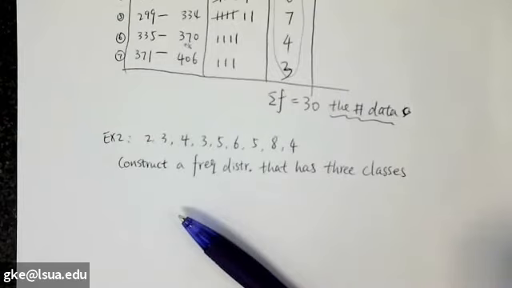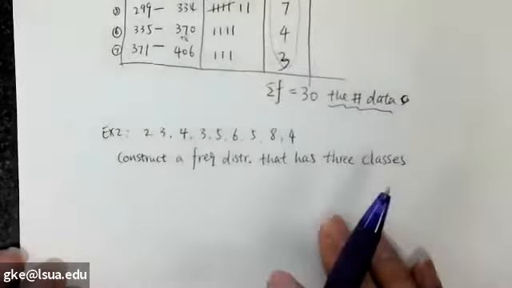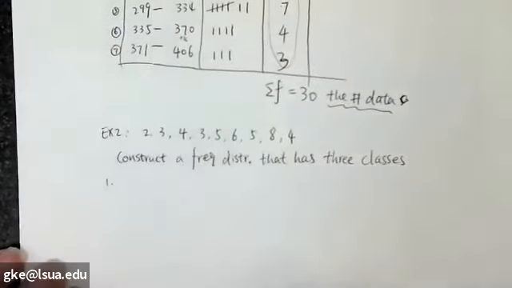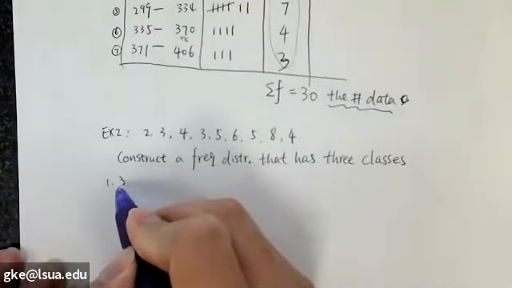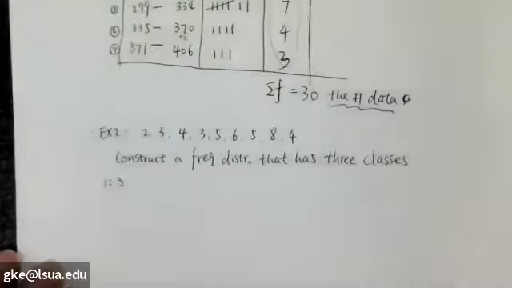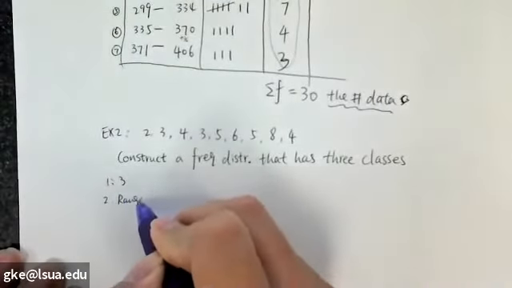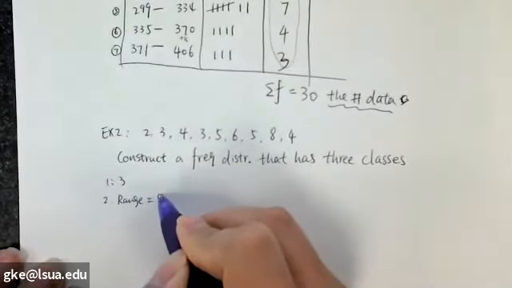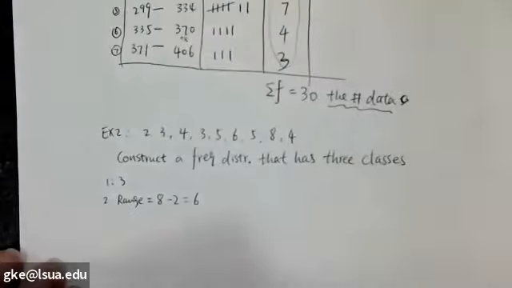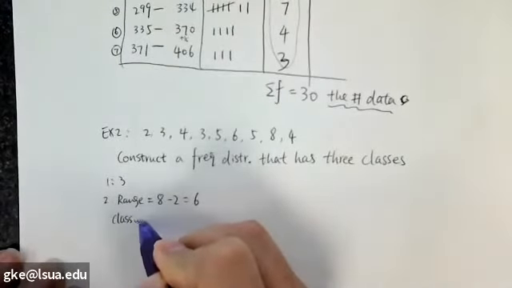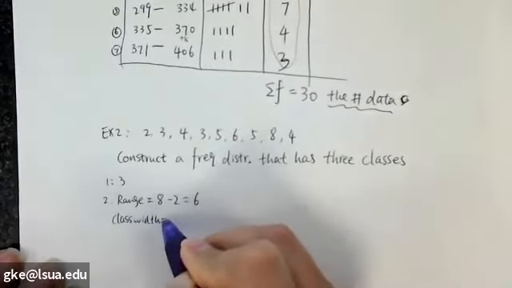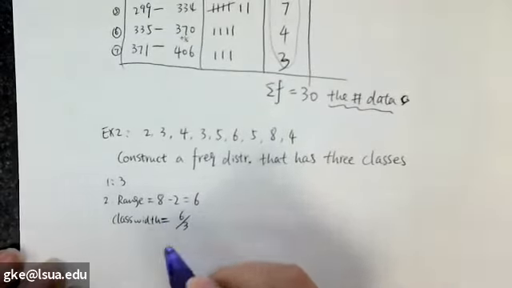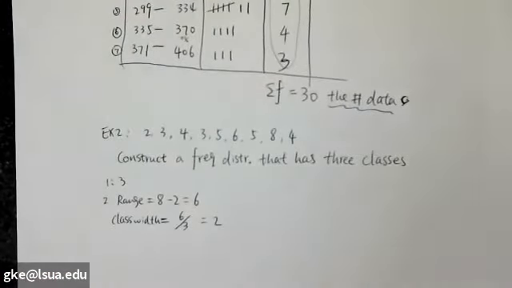Okay, this is the time limit. I need to just give you guys the answer. So let's follow the steps. The first step is gonna be the number of classes. That is 3, very easy. And the second step, we need to find the class width. So we need to calculate the range, which is 8 minus 2 equals 6, right? And the class width is gonna be 6 divided by 3 equals 2. Oh, we are very lucky. We get the integer.